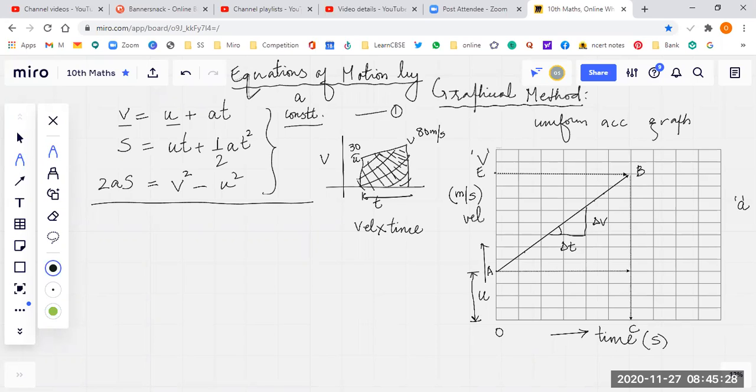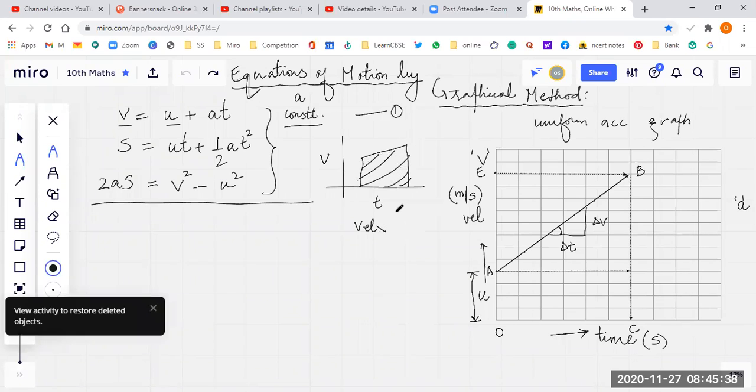So that will be the area under the graph. But that's all I wanted to tell you. Based upon this, we will be deriving all the equations. All right, students, let us talk about the first equation.